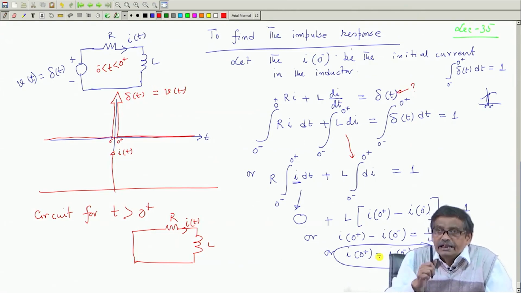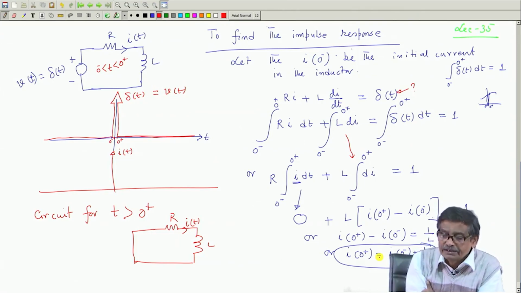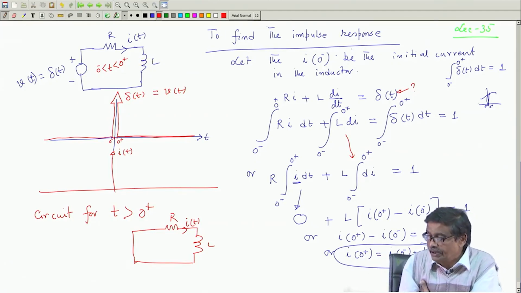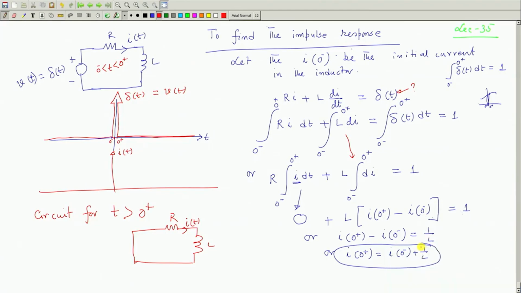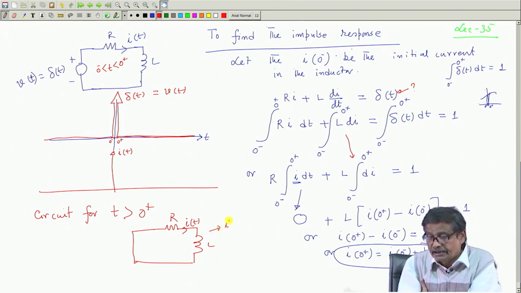So, it is like a magic wand: the impulse touches this, and whatever the initial current was changes to I 0 minus plus 1 by L. And for t greater than 0 plus, this is the circuit, and this circuit has an initial current I 0 plus.